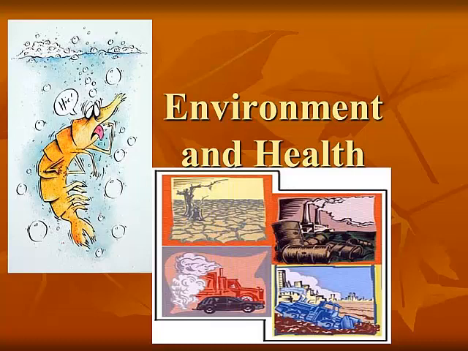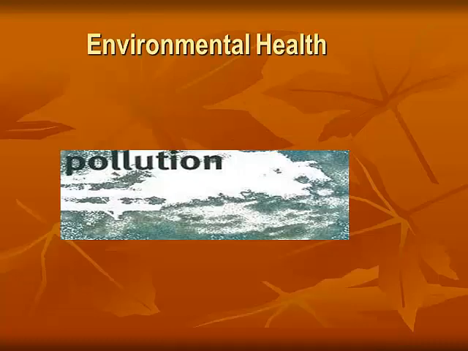So here we're going to go over what we mean when we talk about environment and health. So what do we mean when we talk about environmental health? Environmental health is the freedom from illness or injury due to exposure to factors in the physical environment that are potentially detrimental to human health. And this is by the U.S. EPA.